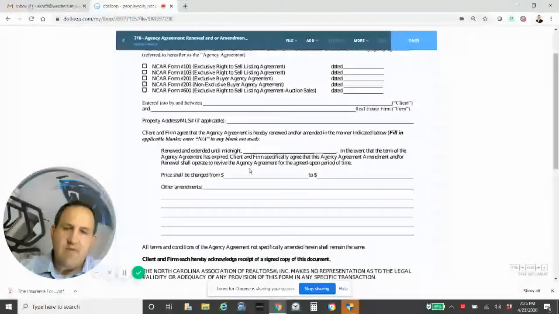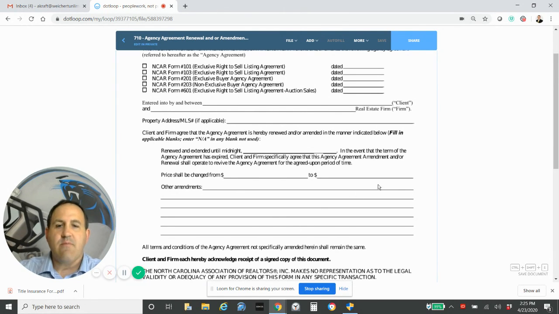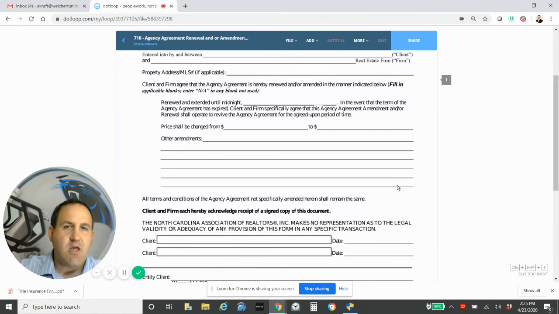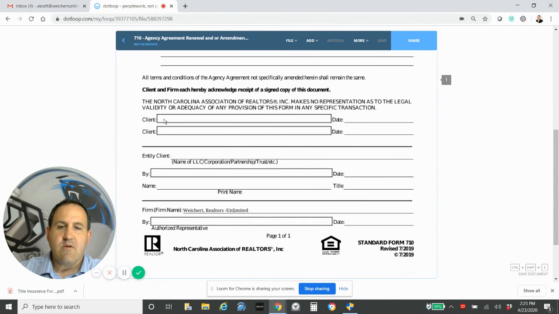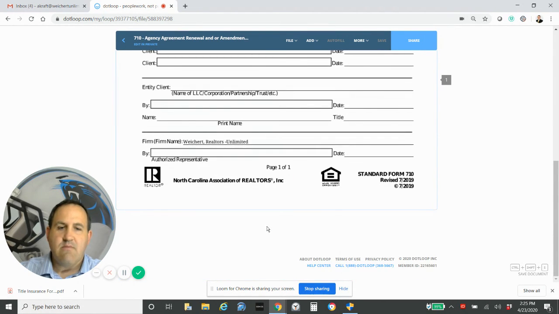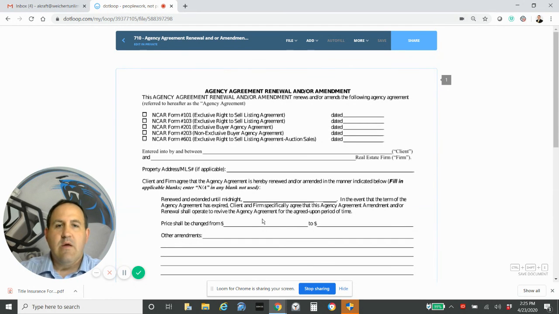So you have the price changes here, and then you have the other amendments. Anything else that's being changed in the listing agreement or buyer agency agreement would be listed there. Client sign, agent sign, and there you go. So it's a quick review of amendments and the terminations, but I hope it was a good quick review for you to come back to and go back over those forms.